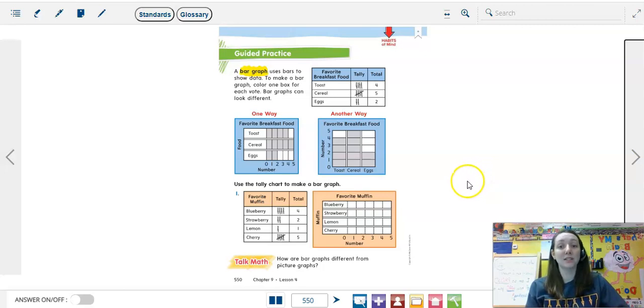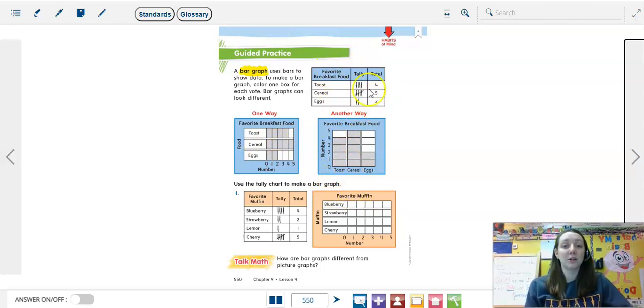Bar graphs can look different. As you can see, one way is they can go left or right, like the one we just filled out. Another way is that they could go vertically, up and down. They're showing the same information. It just depends on if the bars are going to the left and right or if they're going up and down. Same data, it's just what you prefer.